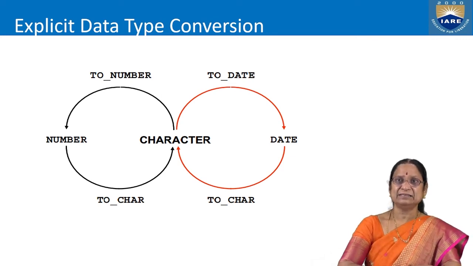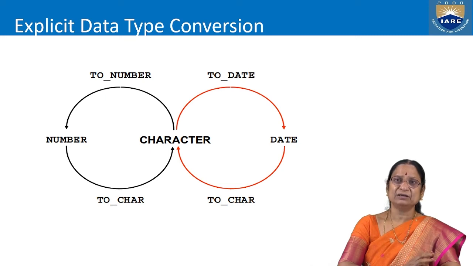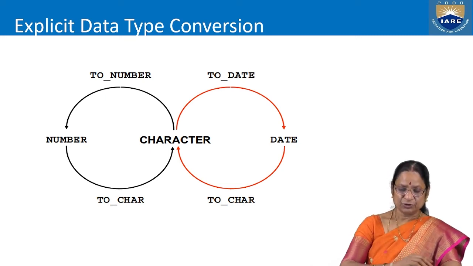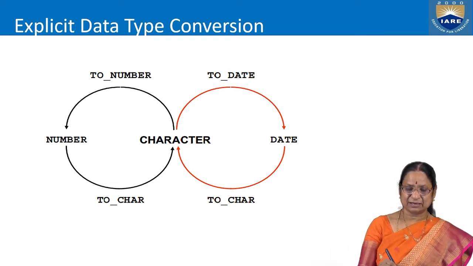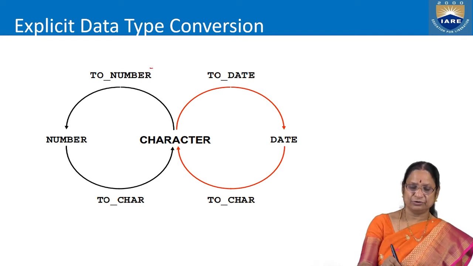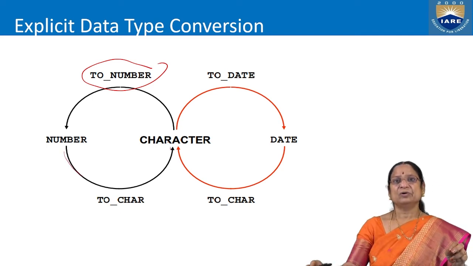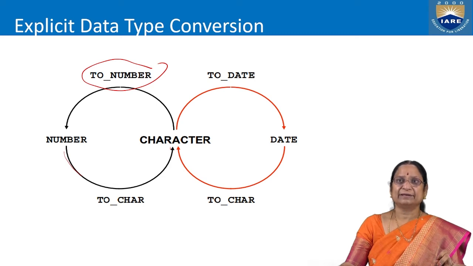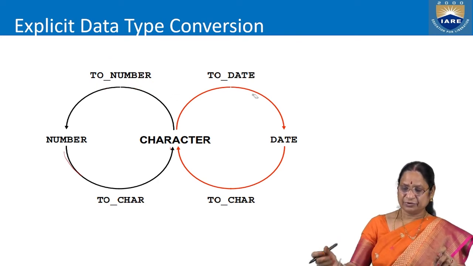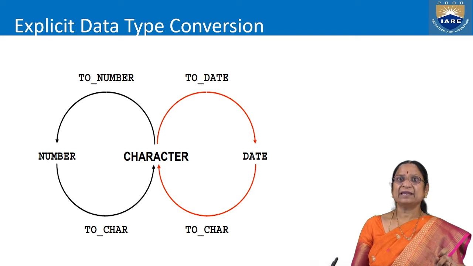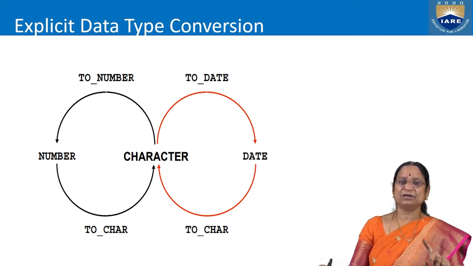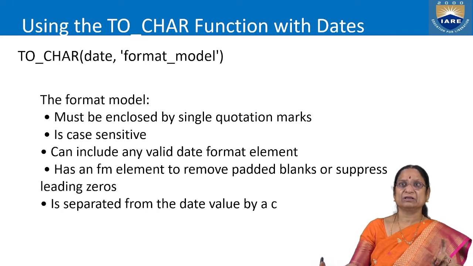But sometimes, instead of implicit conversions, we want explicitly to convert from one type of data to another type of data. You observe these arrow marks. Explicit data conversions: for character to number we will use TO_NUMBER. The TO_NUMBER function is used to convert a character to number, and TO_CHAR is used to convert a number to character. Character to date, TO_DATE. Date to character, we can use TO_CHAR. Similarly, we can use TO_CHAR, TO_NUMBER and TO_DATE. That means character to number can be converted, character to date can be converted.